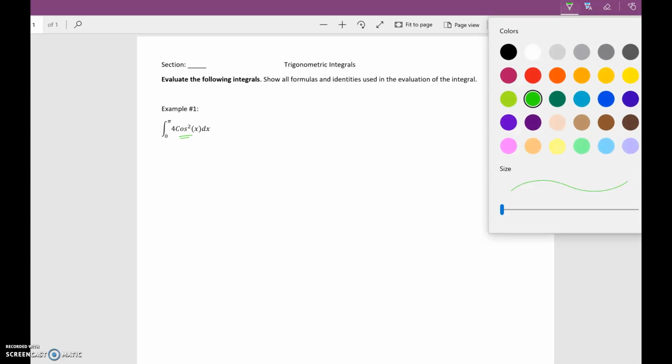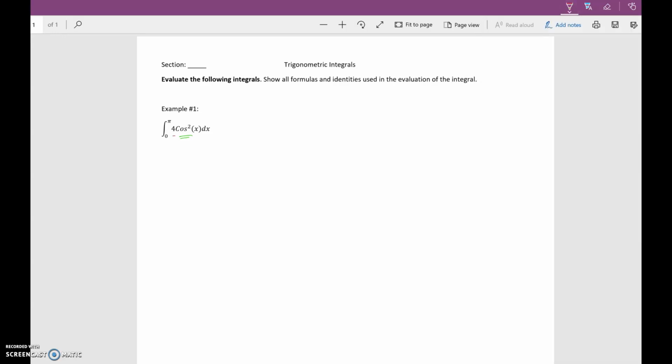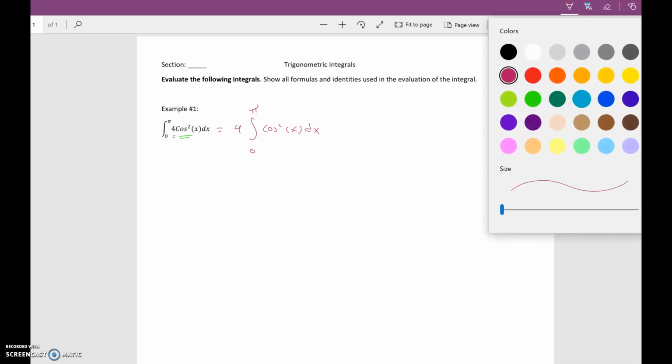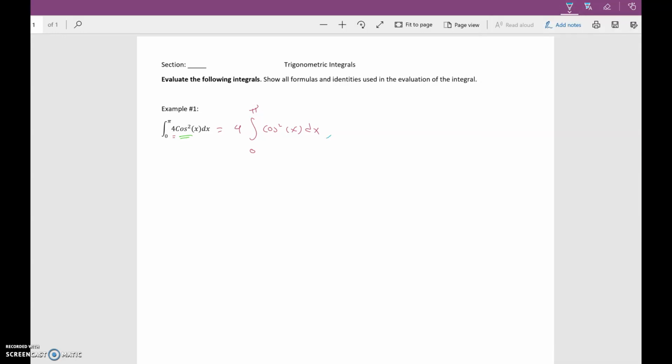So for this particular one, what I'm going to do is get rid of that constant 4, and basically put it to the side. So this is equivalent to 4 times the integral from 0 to pi of the cosine squared of x dx. Now, on any formula that you're using, I want to see what you're using in terms of an identity, and mostly all of these are going to use a formula or an identity that's going to help us evaluate the integral. So in this case, it is proper to use the following identity.